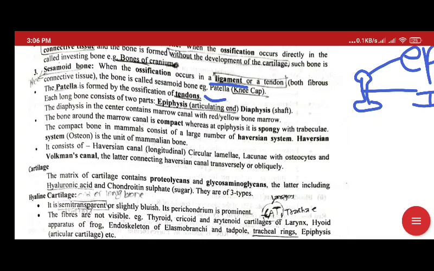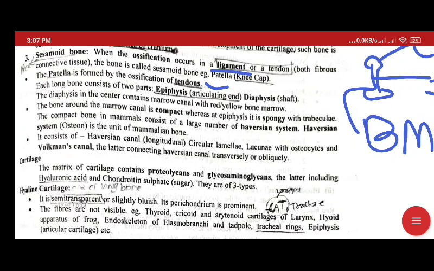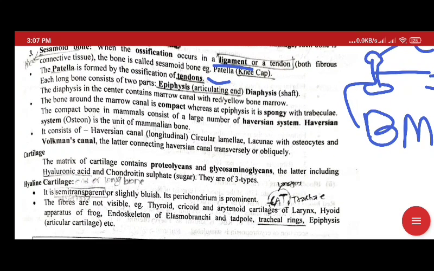Now student, in the center of the diaphysis we have what? Bone marrow cavity, and there bone marrow is present. Also in bone marrow we have red and yellow bone marrow. And on the basis of bone structure we have compact and spongy.